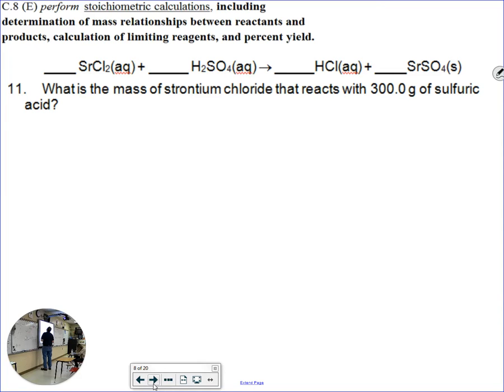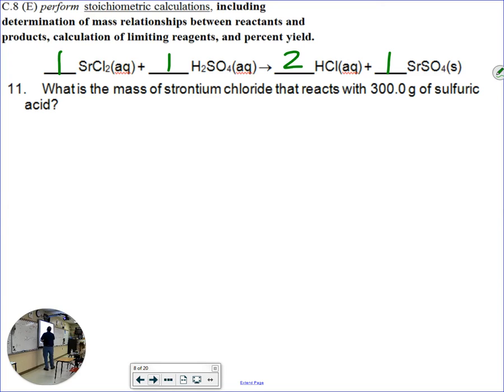All right. Let's do this guy. What's the mass of strontium chloride that reacts with 300 grams of sulfuric acid? Okay, fine. Do we have a balanced equation? Yeah, that would be too easy, right? So let's balance it. Let me see. 2 hydrogens, 2 hydrogens, 2 fluorines. We got 2 fluorines. 1 Sr, 1 Sr, 1 SO4, 1 SO4.